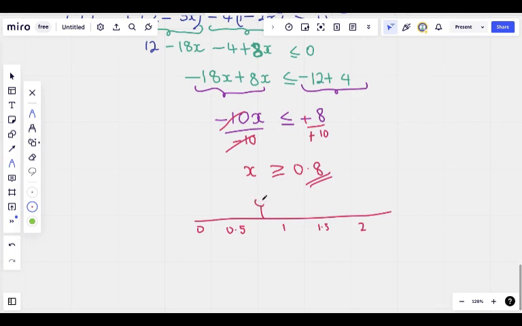So if x is greater than, we shade this place. Is greater than or equal to 0.8. 0.8 is here. Then because it's greater than or equal to, we go this way, on to the right. So this is the inequality. Is that okay for this question?